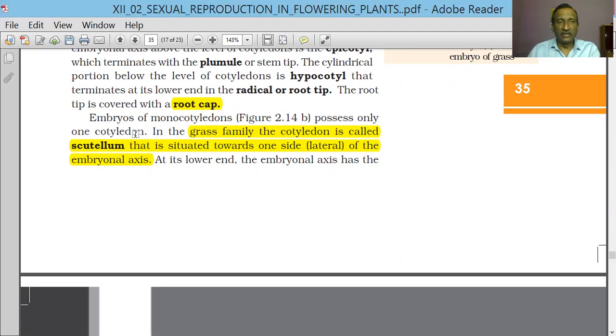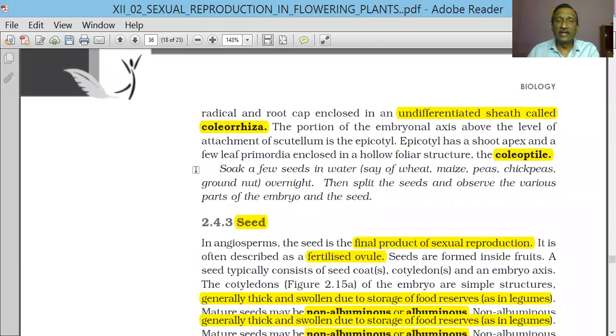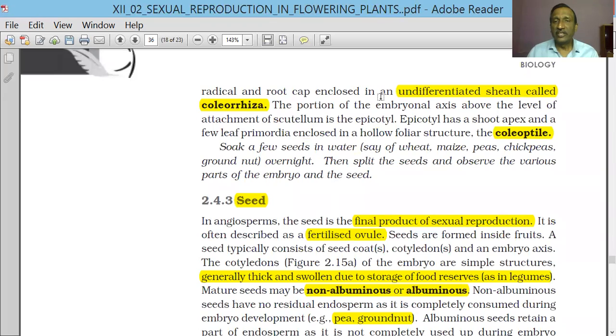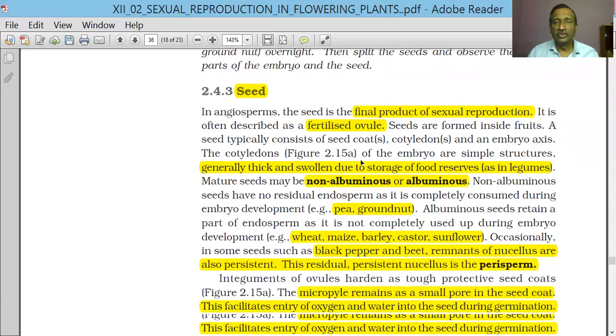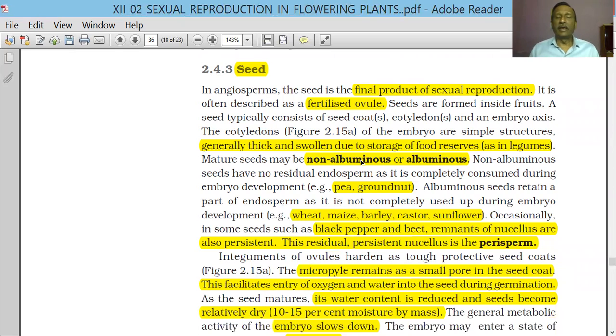Okay, let us talk further ahead. The embryo of the monocotyledon possesses only one cotyledon, and in the grass family this single cotyledon is highly reduced, and this is called the scutellum. At its lower end, the embryonal axis has the radicle and the root cap, which are enclosed by an undifferentiated sheath called the coleorhiza. A similar type of sheath is also found in the epicotyl region, and that is called the coleoptile. So the epicotyl will develop into the shoot, and the hypocotyl will develop into the root. So that is what the development of the embryo is.